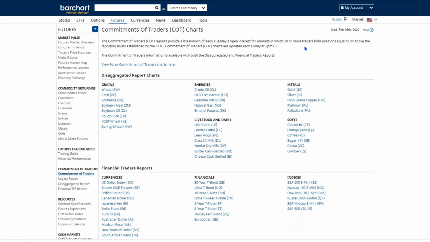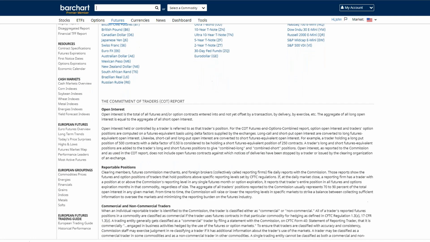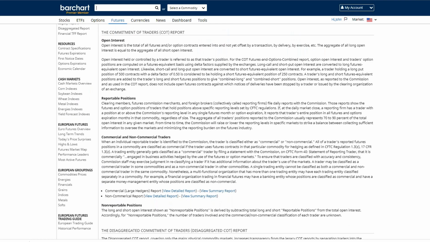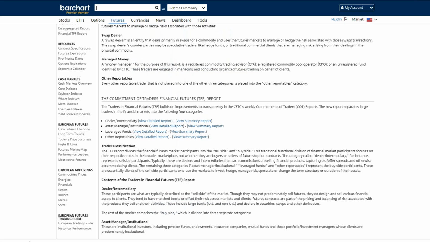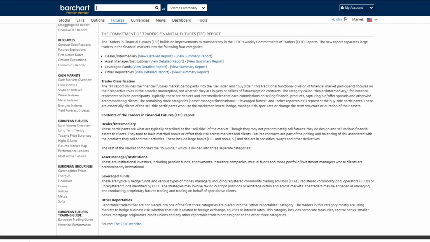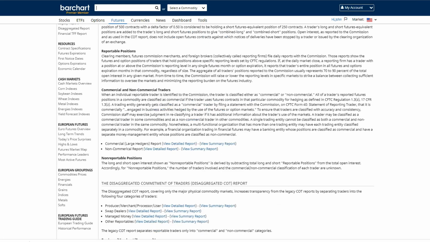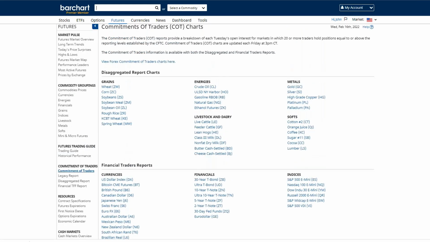All right, so on this page here, we can see the Commitment of Traders. Just a little bit below here, there's a little bit of that terminology that we just talked about: open interest, reportable positions, commercials and non-commercials. And when we dig a little bit deeper, we'll look at the different types of Commitment of Traders reports, disaggregated and traders of financial futures, and there are some definitions here about the different market participants.